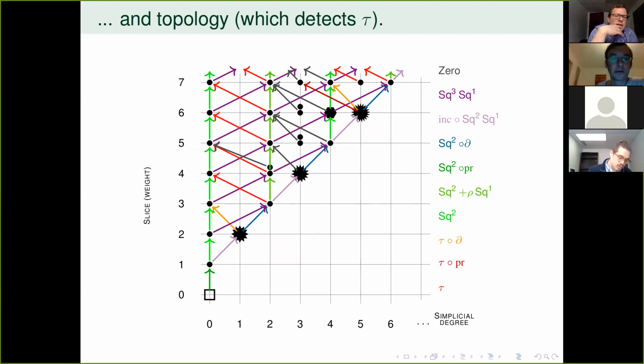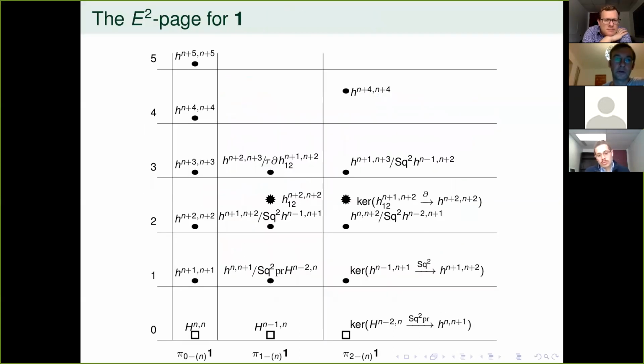So this allows us in some very limited range to compute the E2 page, and we see that the zeroth column still persists and tries to compute the nth Milnor-Witt K-theory. That's fine, that fits with Morel's theorem. And now what happens is that the column for pi_1 and the column for pi_2 become finite.